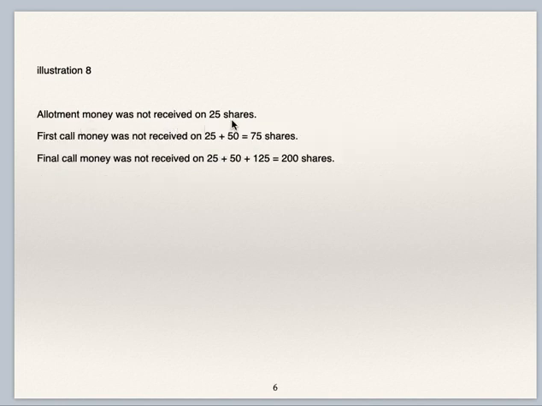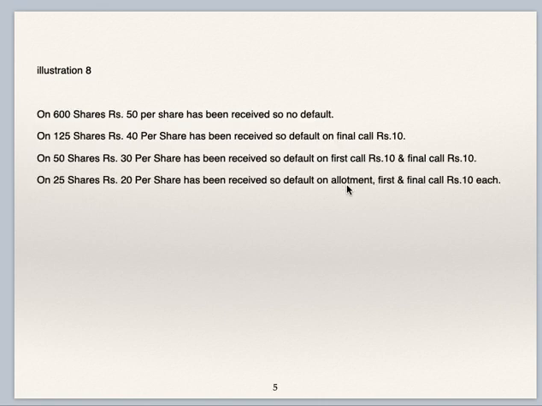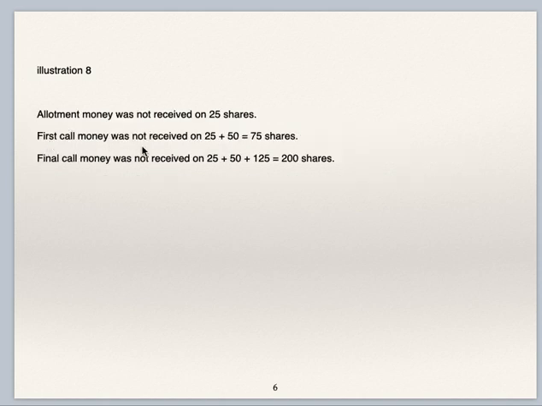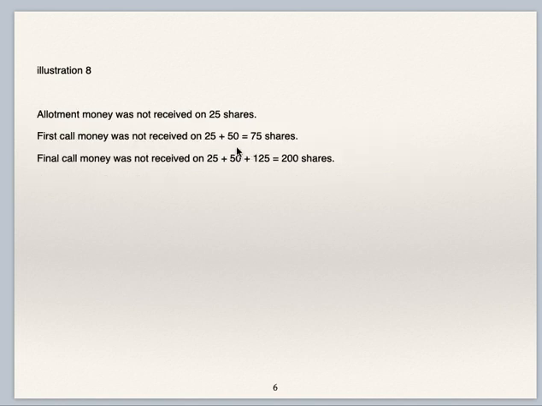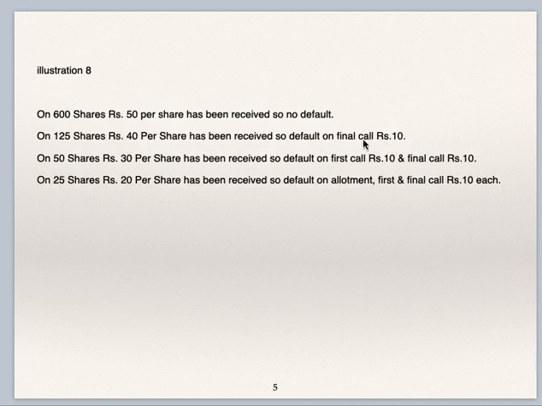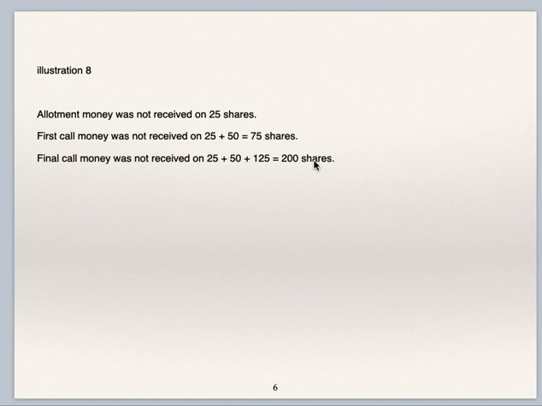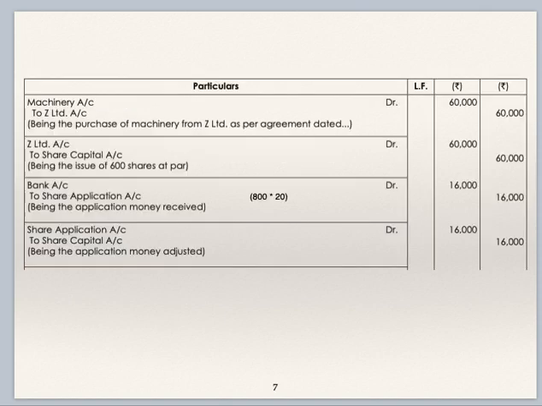Allotment money was not received on 25 shares. First call money was not received on 25 plus 50, 75 shares. And final call money was not received on 25 plus 50 plus 125, which is equal to 200 shares. Final call not received on 25 plus 50 plus 125, in all 200 shares. They have not received final call money.